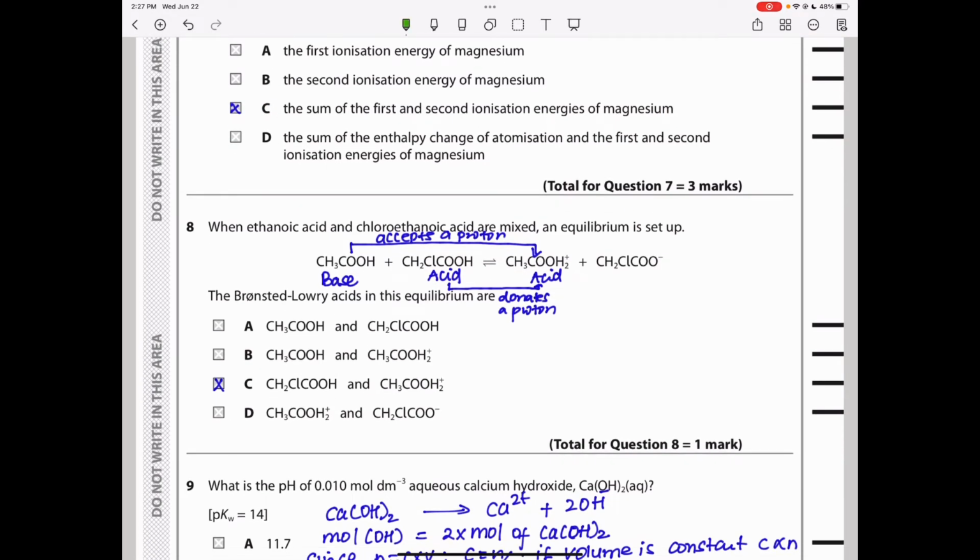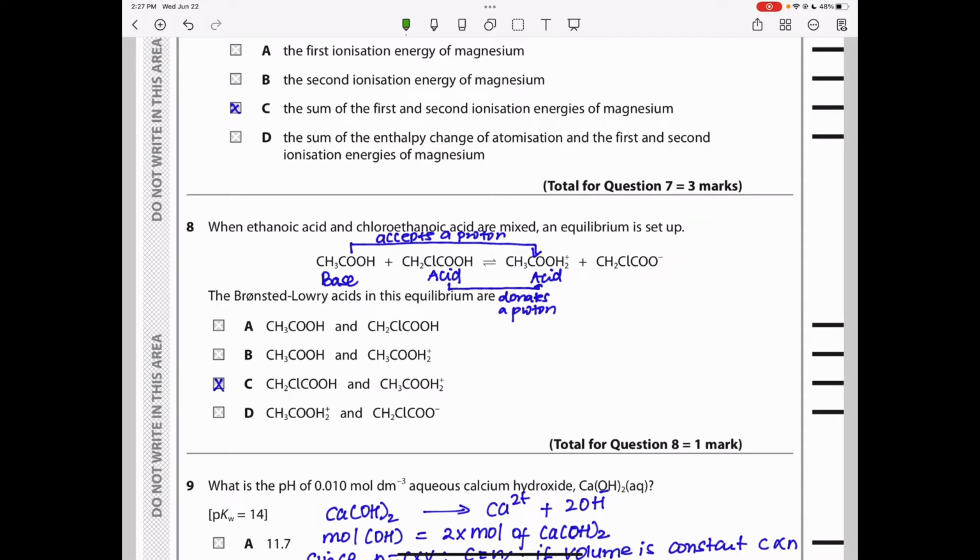So next we see question 8. When ethanoic acid and chloroethanoic acid are mixed and equilibrium is set up, the Bronsted-Lowry acids in these equilibria are, so remember an acid is going to be a proton donor and the base is something that accepts a proton.